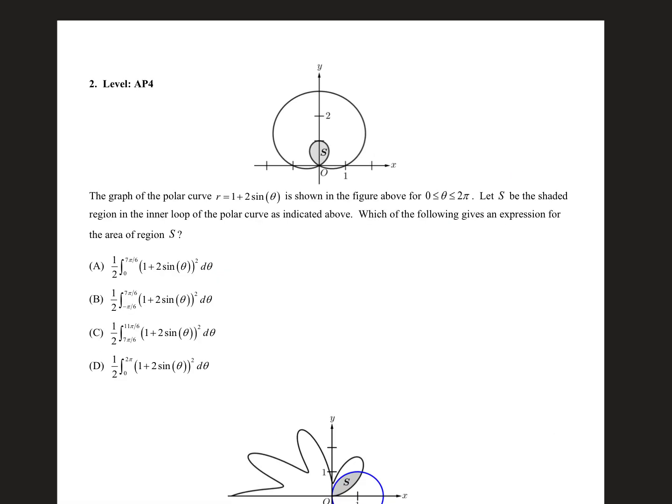So this time it wants the area of the inner loop of this polar graph. So here r is equal to 1 plus 2 sine theta. The first thing I'm going to determine is when I pass through the origin. We pass through the origin when r is equal to 0.